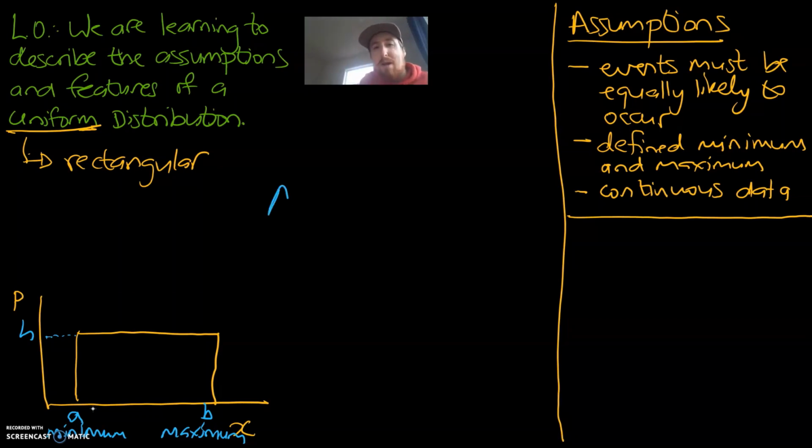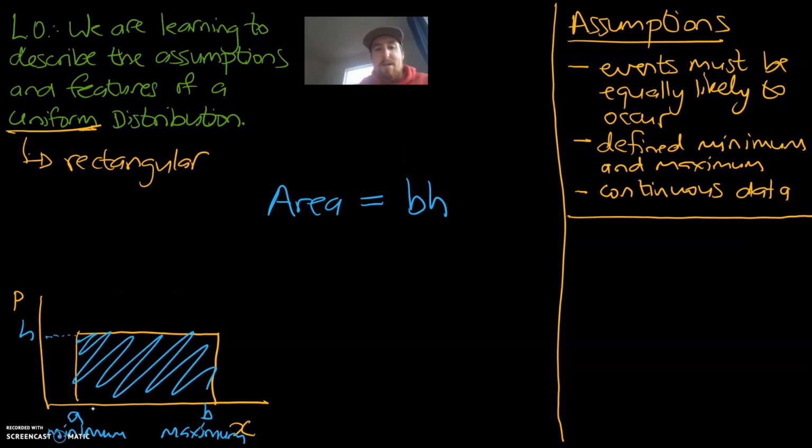If we were calculating the area of a rectangle, we would be saying area is equal to base times height. And we're thinking of probabilities at the moment. That rectangle represents every possible outcome, which means the probability of that is going to be equal to 1. And that means the area of our rectangle is 1. So that means 1 is equal to base times height.